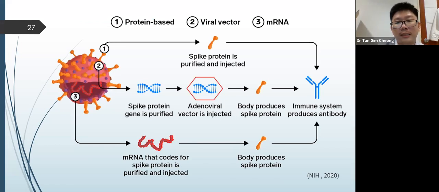You have protein-based, which just takes the protein. You have the viral vector, where you clone the gene into the virus vector and use the viral vector to produce more of the proteins. Everything still goes to the protein, the spike protein, whether it is protein-based, viral vector, or mRNA. This protein makes our immune system produce antibodies and protect us from infection. That's all from me.